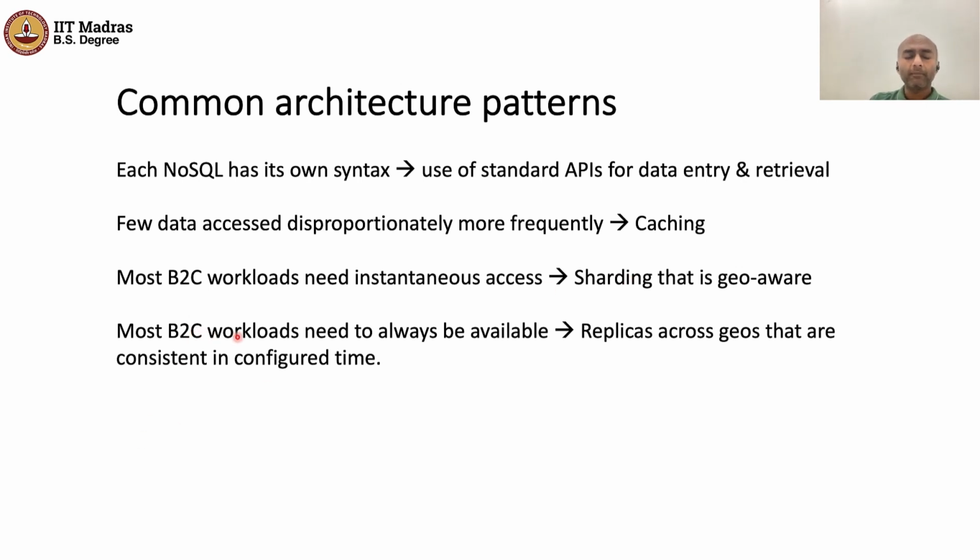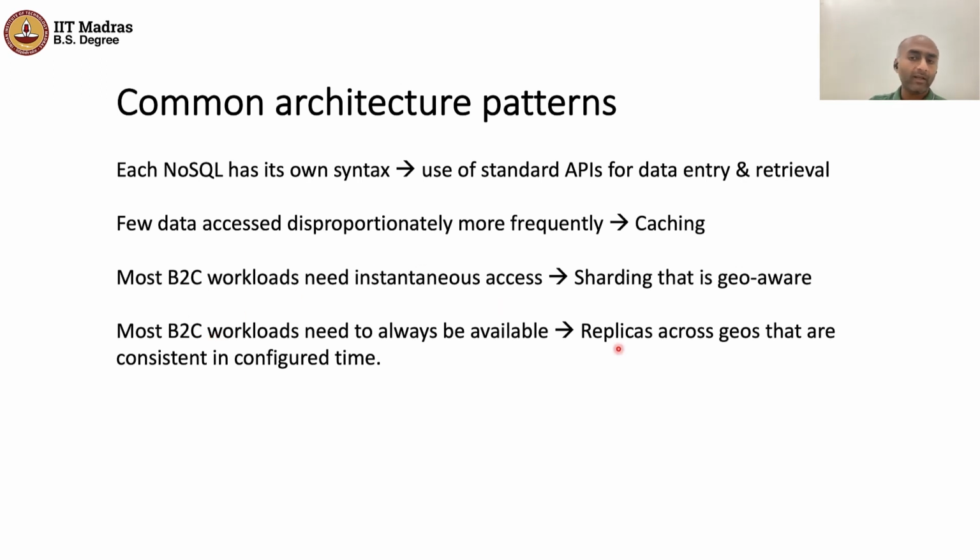The last of the common things that you might see in practice with B2C workloads is that they always have to be available. If you log into IRCTC today, you don't expect to see a message that says come back later. Maybe once, okay, twice, thrice, you start to complain to the Indian Railways Minister on Twitter. So how do you get this always-on availability?